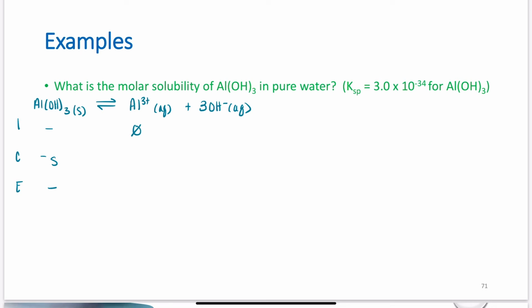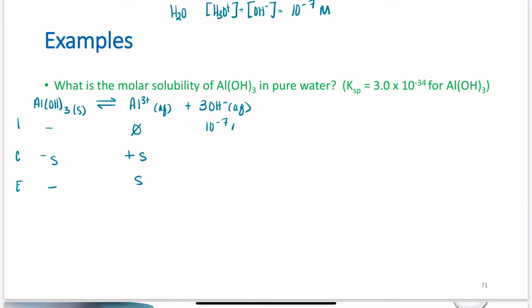We don't have any aluminum ions to start, so we can say plus S and S. But here's the trick, hydroxide. Water naturally has a hydronium concentration equal to hydroxide concentration, and they are each equal to 10 to the minus 7th molar. So we actually do have 10 to the minus 7th molar hydroxide, which often doesn't matter, except this KSP is incredibly small. So it may matter. Plus 3S, and we get 3S plus 10 to the minus 7th.